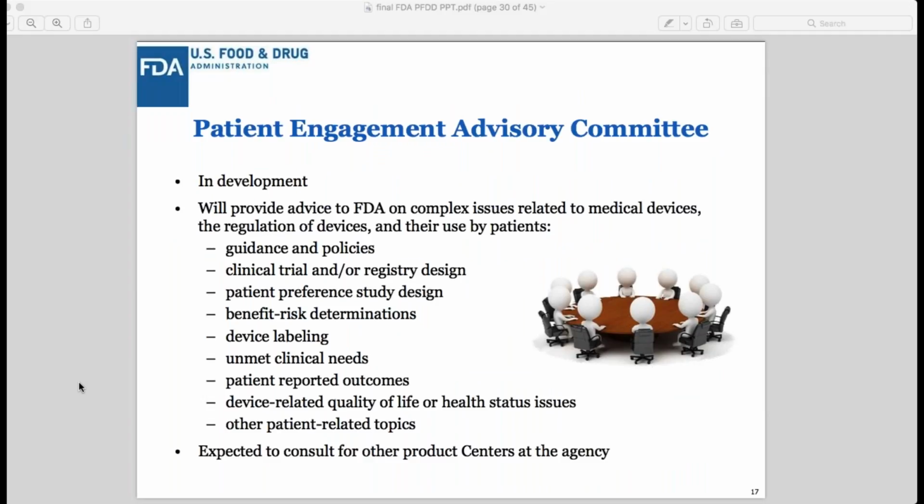And in September 2015, the FDA announced its first Patient Engagement Advisory Committee, which is still in development. It is being established to make sure that the needs and the experiences of patients are included as part of the FDA's discussion on complex issues involving the regulation of medical devices and their use by patients. The committee can talk about a various number of topics, such as guidance and policies, patient preference study design, device labeling, available alternatives, patient-reported outcomes, and such.